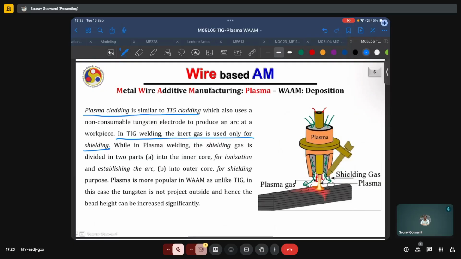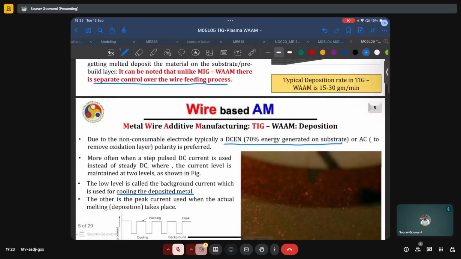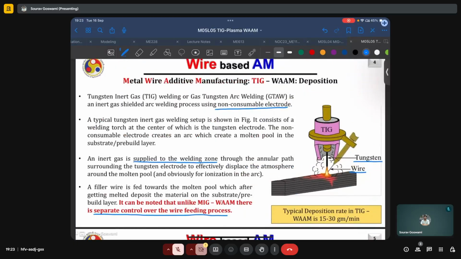Plasma is more popular in WAAM, as unlike TIG, in this case the tungsten is not projected outside and hence the bead height can be increased significantly. In the previous case, this tungsten electrode was projecting significantly outside of the nozzle, and because of this, the maximum bead height which could be printed was limited. Also, if we have poor process planning or poor process control, there is a chance of collision of this tungsten electrode with the built part.